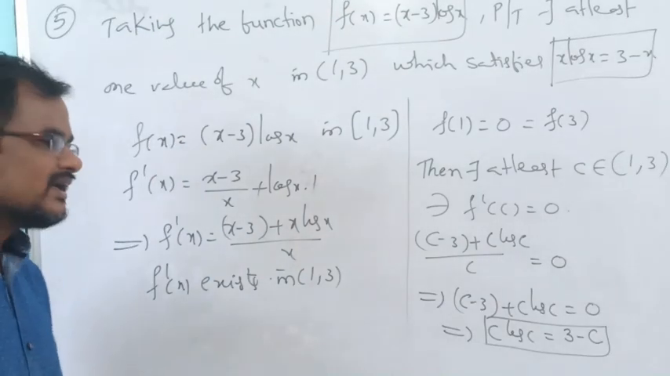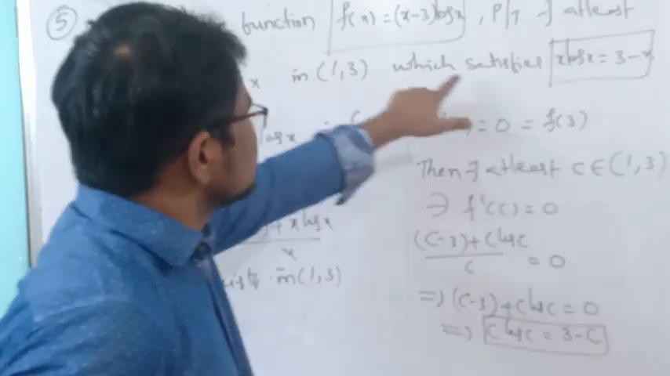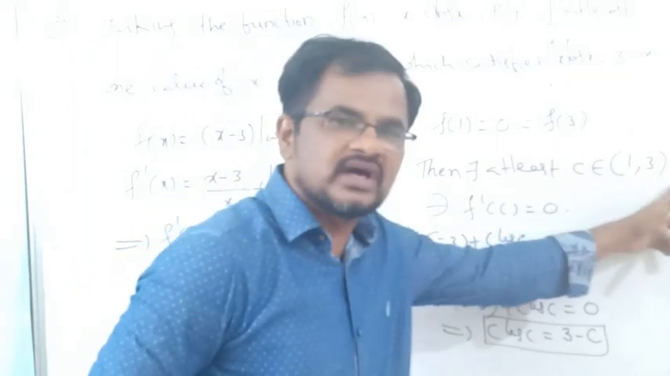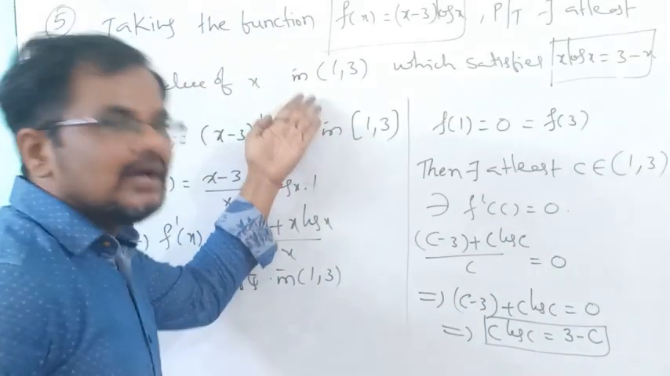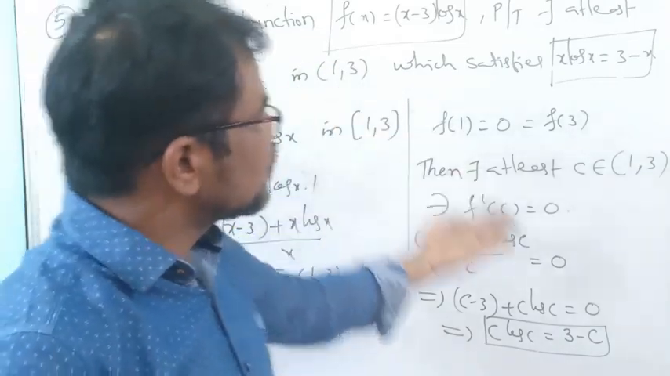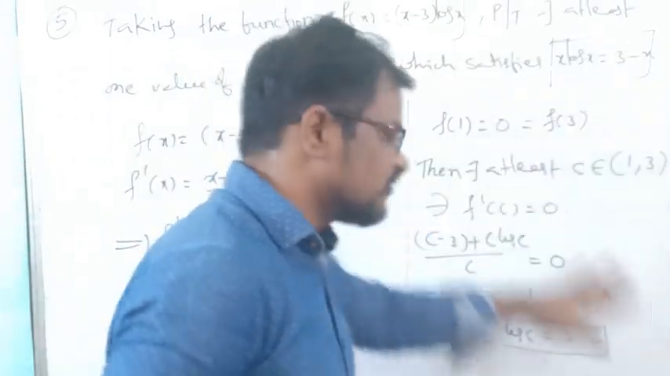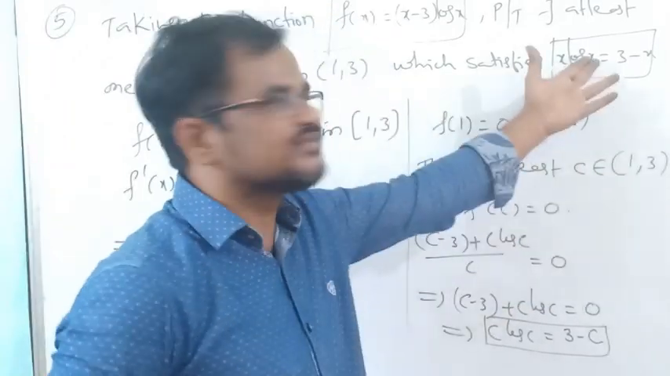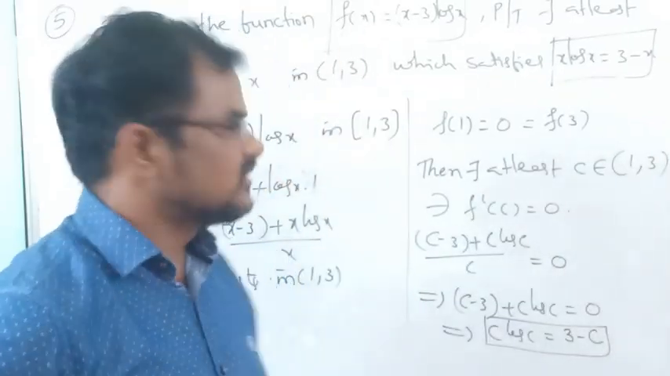c log c equal to 3 minus c. Then we can say x log x equal to 3 minus x. For this equation, how many roots are there? At least one root or not? That is all they are asking. Hence x log x equal to 3 minus x has at least one root between 1 and 3. So this we also proved by Rolle's theorem. Because this function satisfies the three conditions of Rolle's theorem, we can say there exists at least one root between 1 and 3. If you do the differentiation, this is what you get. So definitely this has at least one root between 1 and 3.